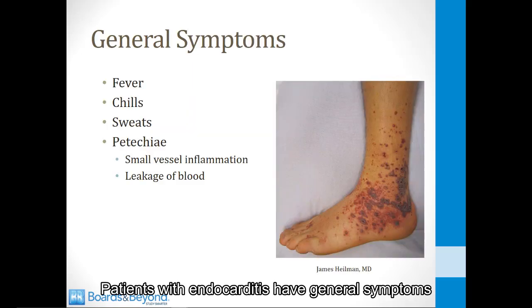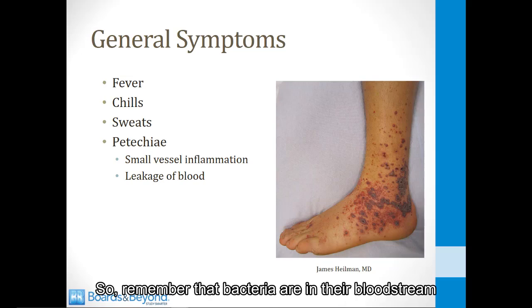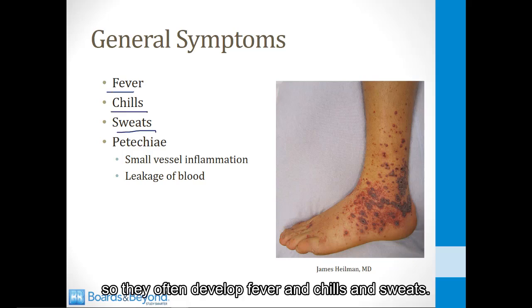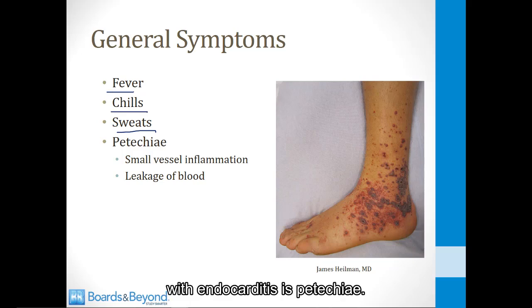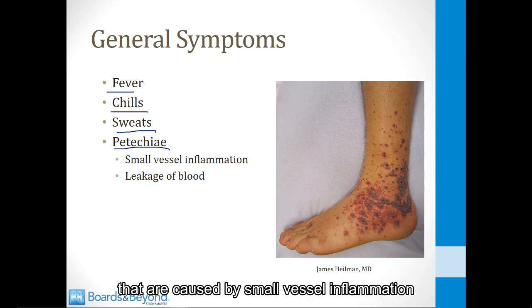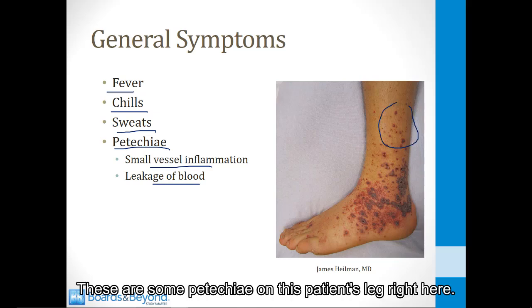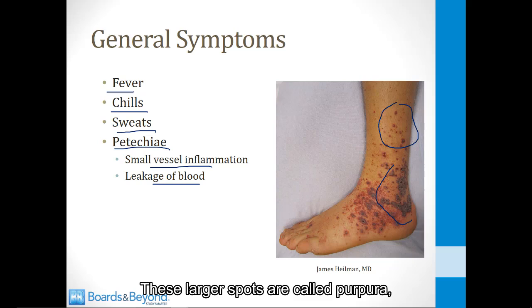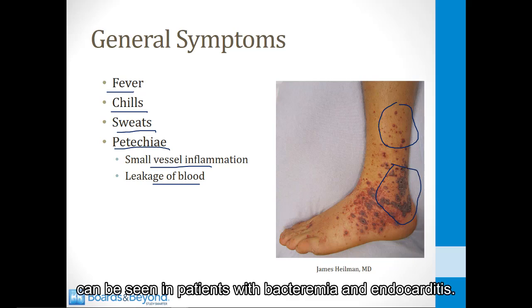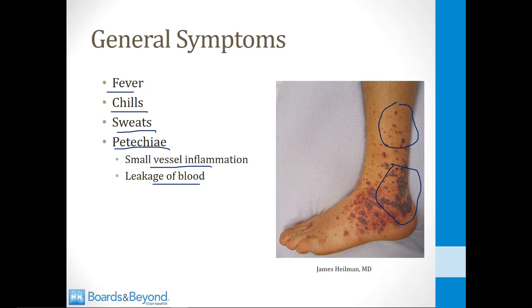Patients with endocarditis have general symptoms reflective of systemic infection and inflammation. So remember that bacteria are in their bloodstream and they have systemic inflammation, so they often develop fever and chills and sweats. Another classic finding in patients with endocarditis is petechiae. Petechiae are small red spots in the skin that are caused by small vessel inflammation and leakage of blood. These are some petechiae on this patient's leg right here. These larger spots are called purpura, but petechiae and sometimes purpura can be seen in patients with bacteremia and endocarditis.